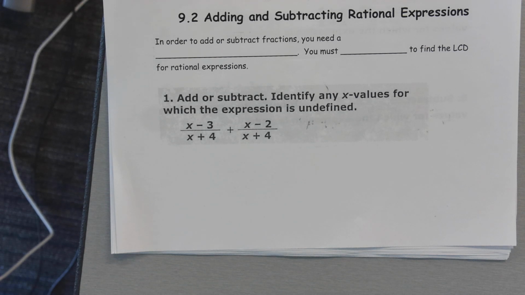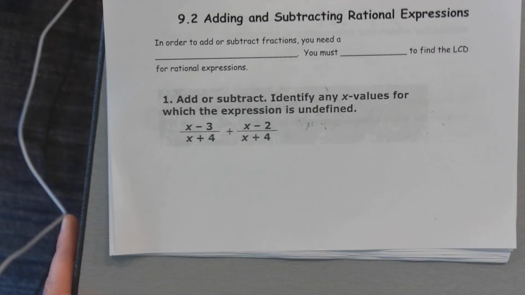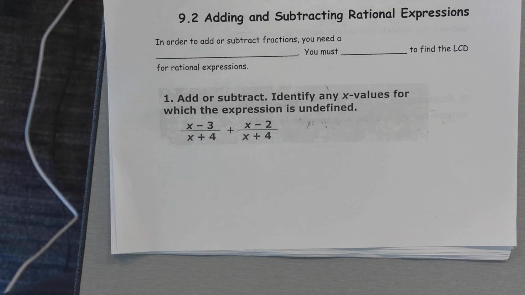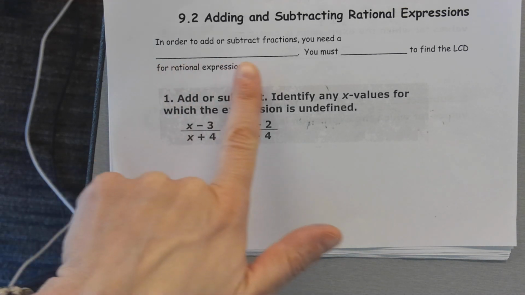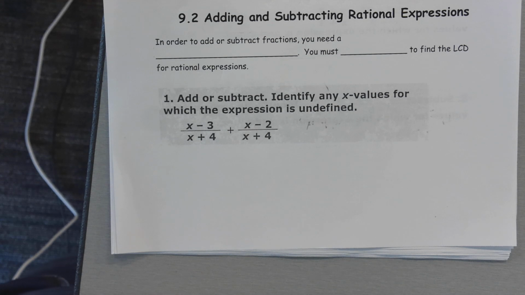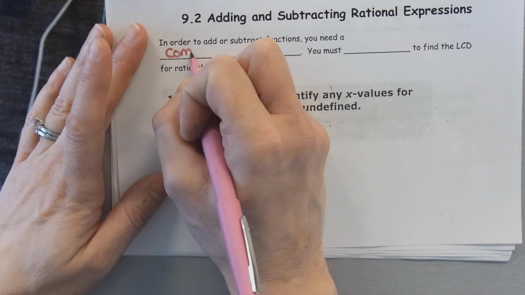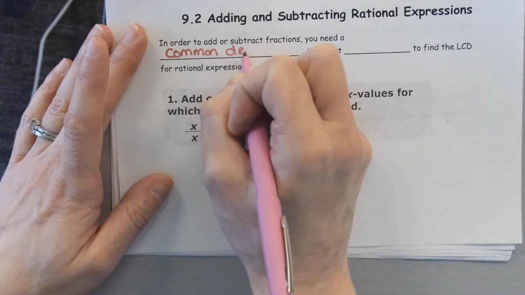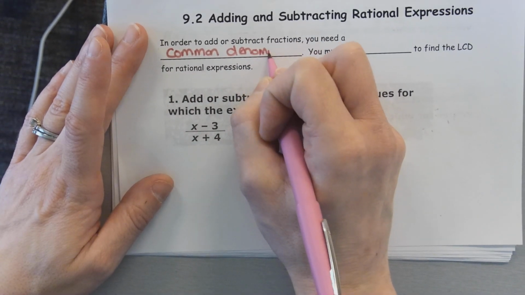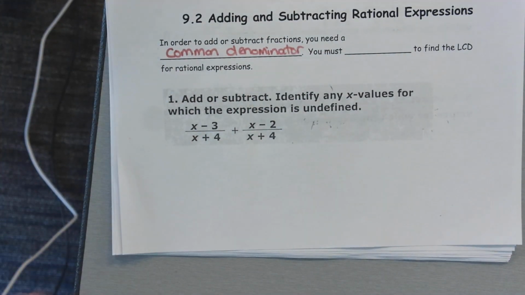Subtracting rational expressions. Unlike when we are multiplying and dividing, another issue comes up here. In order to add and subtract fractions, you need a what? What do you have to have to add and subtract fractions? A common denominator, right? It doesn't necessarily have to be the LCD. It could be bigger. The lowest common denominator is always preferred, but it could be something bigger as long as it's common.